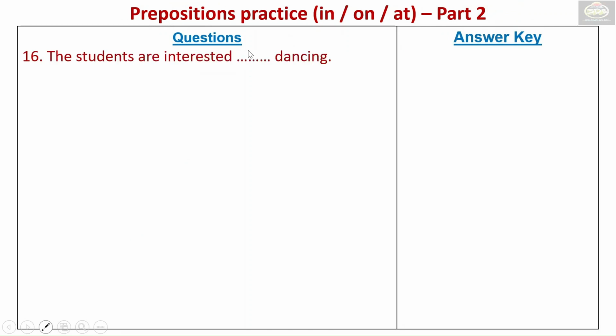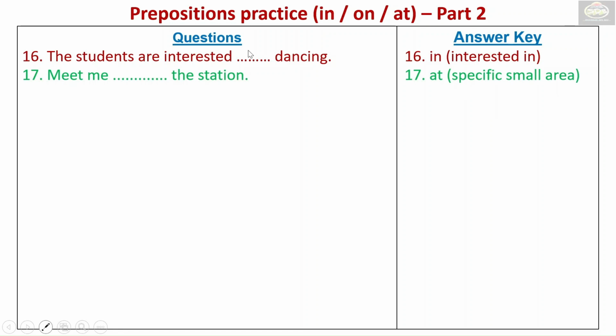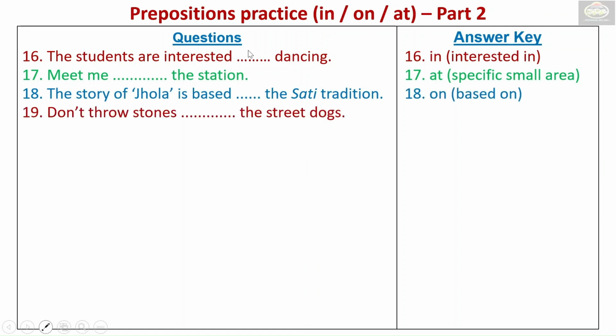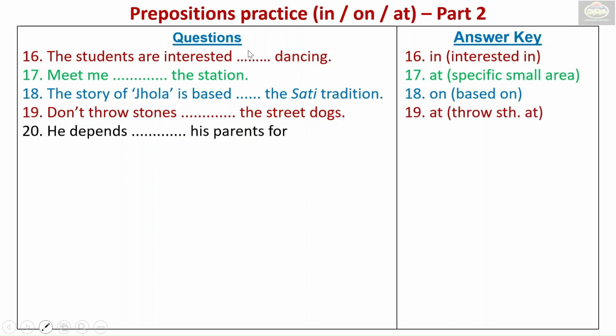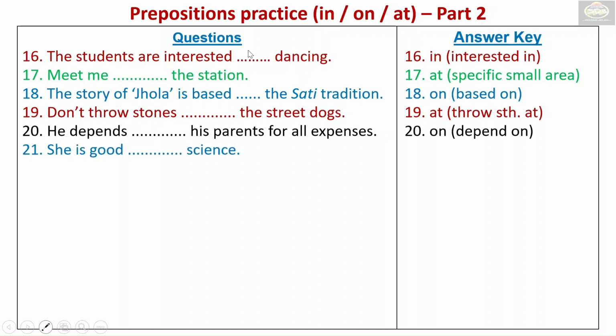Next. The students are interested in. Meet me at the station. The story of Zola is based on. Don't throw stones at the street dogs. Throw something at. He depends on. Depend on. She is good at, bad at, skilled at.